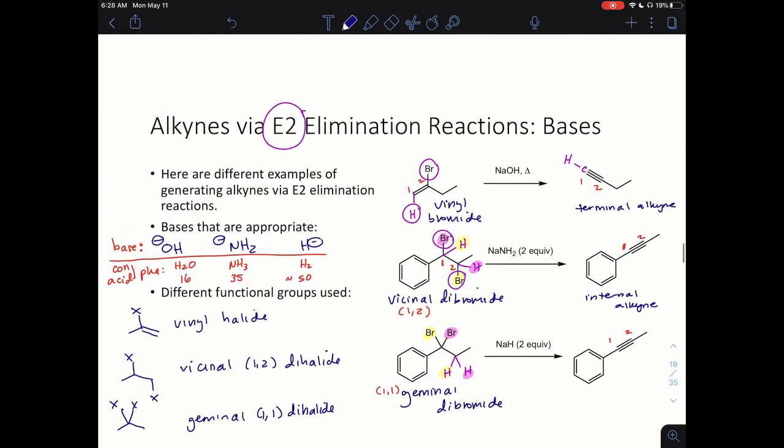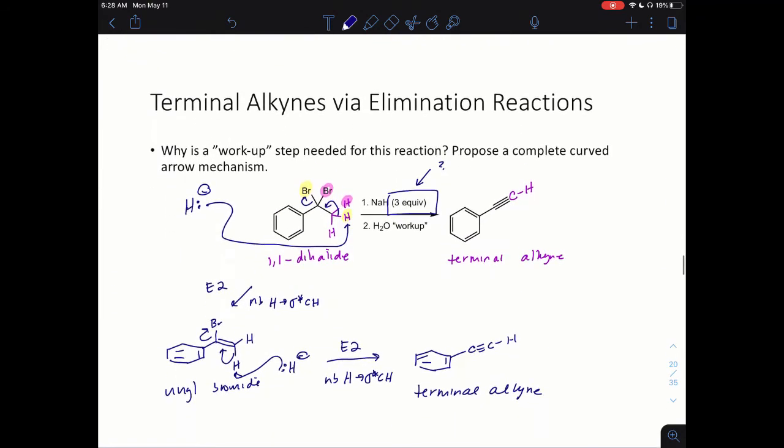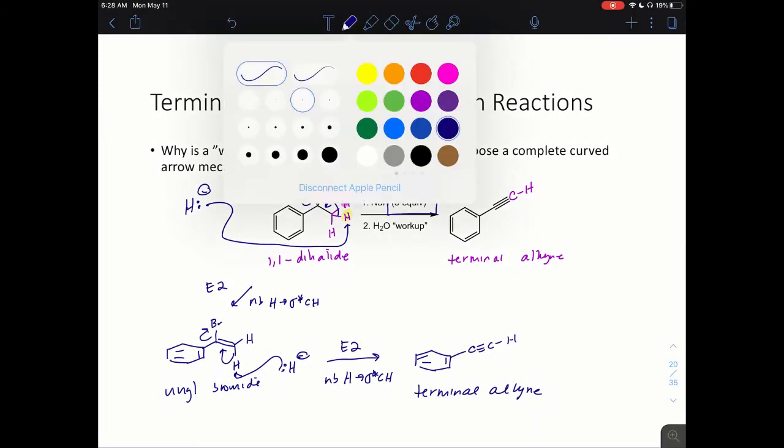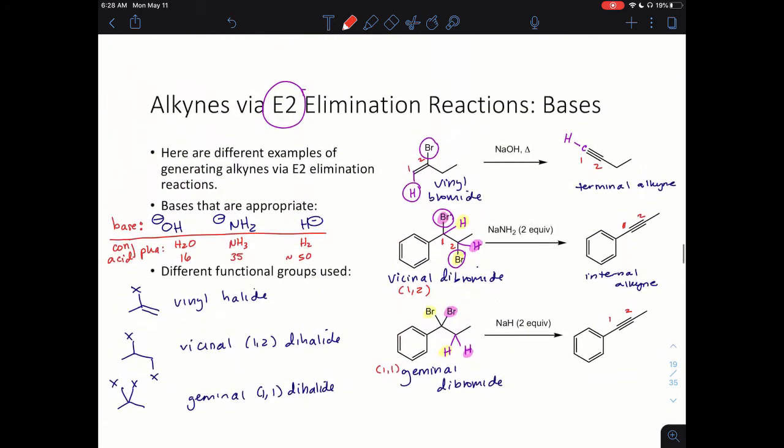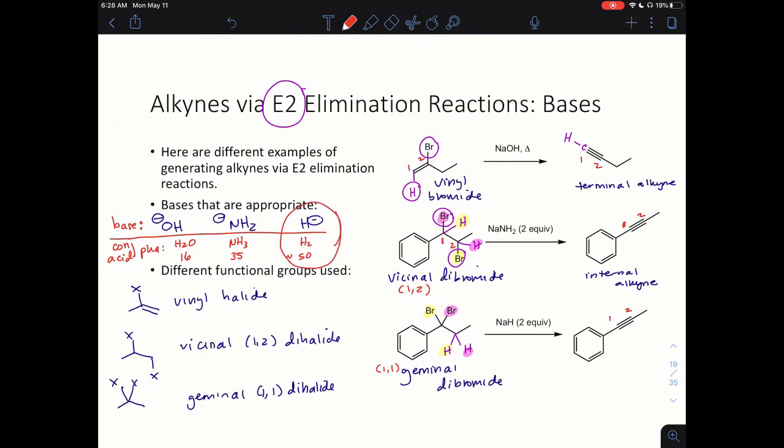And on the previous page, I used an internal alkyne on purpose. Okay, but the terminal, look at this example here, or this example here. I used these internal alkynes on purpose so we didn't have to deal with this issue. So this is specifically occurring because we have a terminal alkyne, and the pKa of this proton is 25, and the pKa of hydrogen gas, about 50.